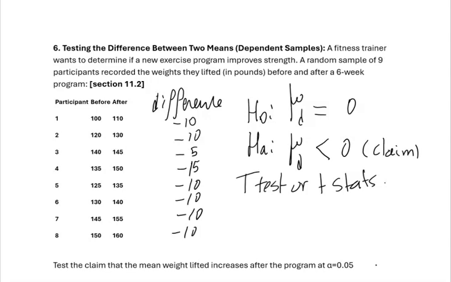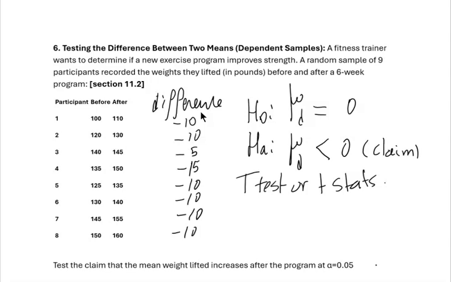Let's take the first participant. The weight this person lifted before the training, the new exercise program, was 100. After the exercise program it is 110. Ask yourself, did he improve? The answer is yes. Keep the yes in mind here. What's 100 minus 110, which is negative 10, and this person improved. If the difference is negative, then you want to test that the difference is negative.